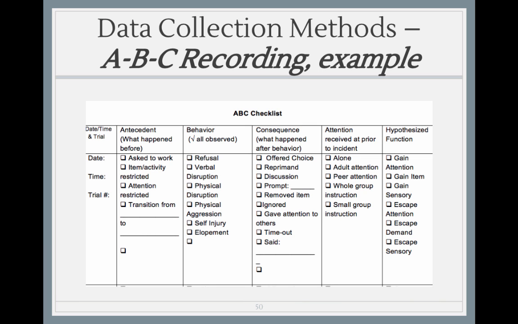Here's another example of an ABC recording. This gives you more prompts for the different ABC components. So you have your date and time, but you can also then check what happened before, what the behavior looked like, as well as the consequence of the behavior. If you were to start doing some ABC observations, I would recommend using a checklist similar to this to start with until you become more comfortable with observing behavior in this manner.